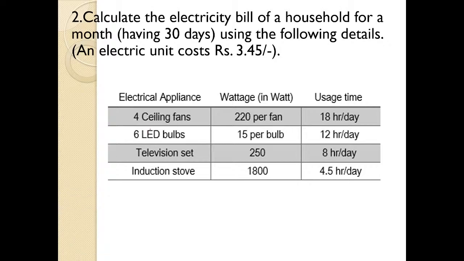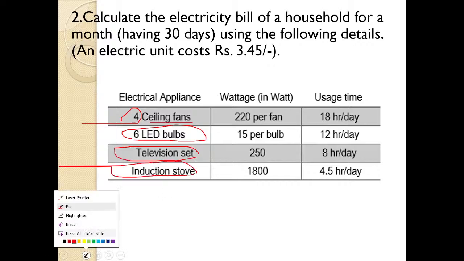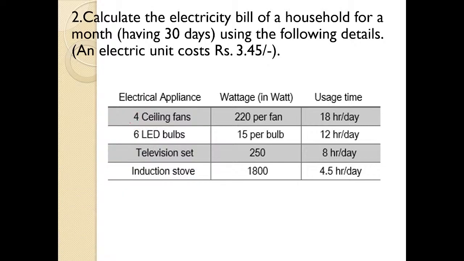Let us see what are all the electrical appliances given here. 4 ceiling fans, 6 LED bulbs, one television set, one induction stove. So total 4 appliances are there: fan, bulb, TV and stove. Wattage is given, power rating is given. Each ceiling fan consumes 220 watts, each bulb consumes 15 watts, television set consumes 250 watts, induction stove consumes 800 watts.